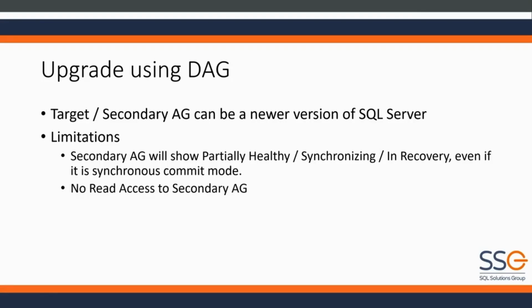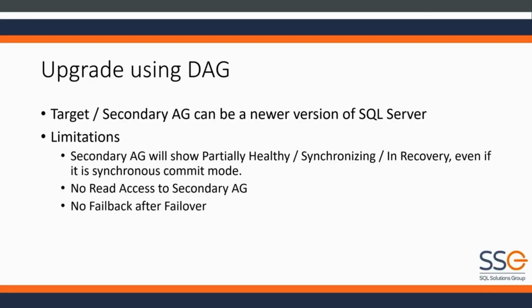You cannot have readable secondaries on your secondary AG, right? So your secondary AG is just going to be sitting there taking this synchronization replication from the primary AG so that all the data is up to date, so that when you cut over, it's essentially just a failover, but it's not going to be usable in any way.